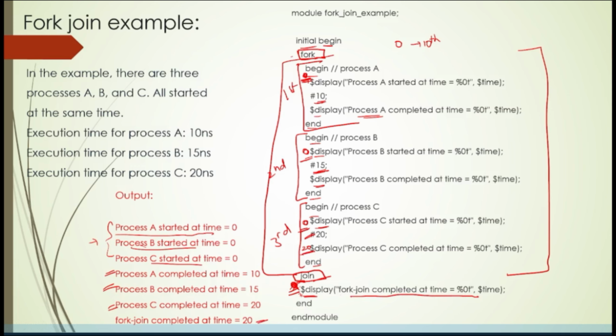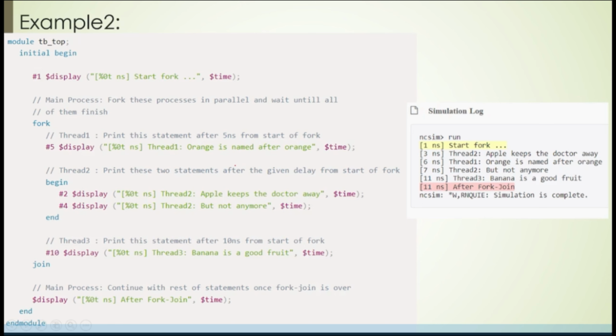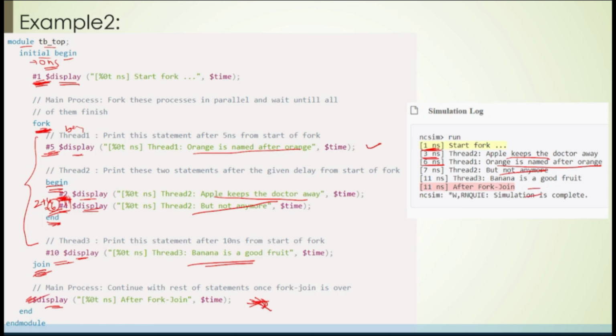Okay, clear? So this is about the fork join example. In this example, there are three processes A, B, C, and even though all started at the same time, based on the delay, process A is executed at 10, process B at 15, and process C at 20. That is parallel. Hope it is clear for you. If you still have any doubts, you can ask me. This is about the execution of fork and join.